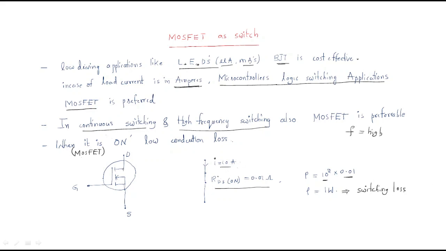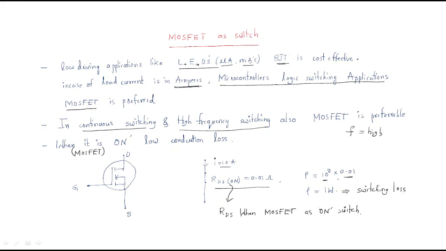In this case, what does RDS on mean? It is the resistance between drain and source when the MOSFET is used as an on switch.